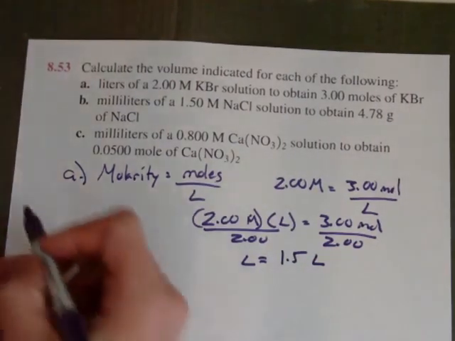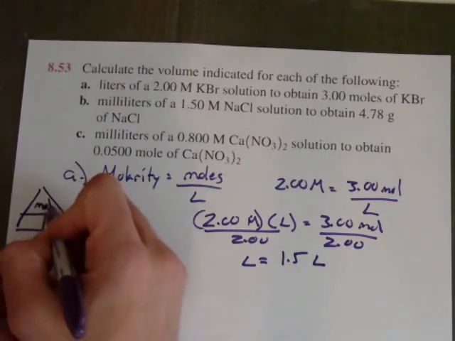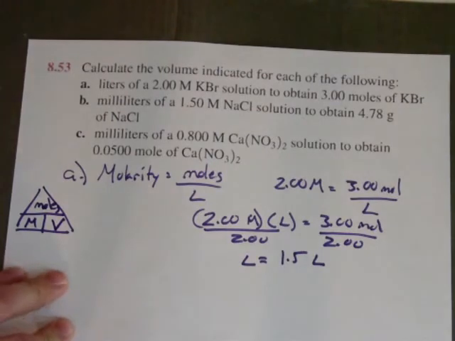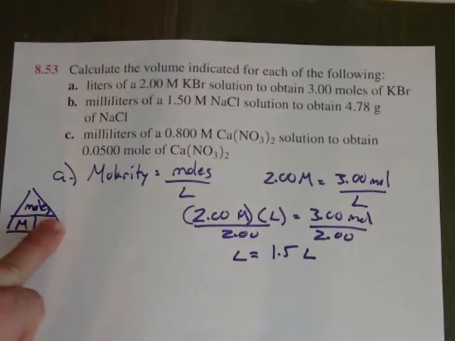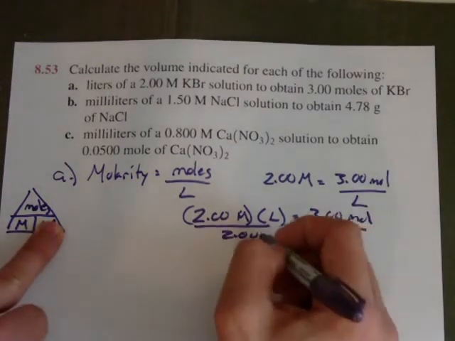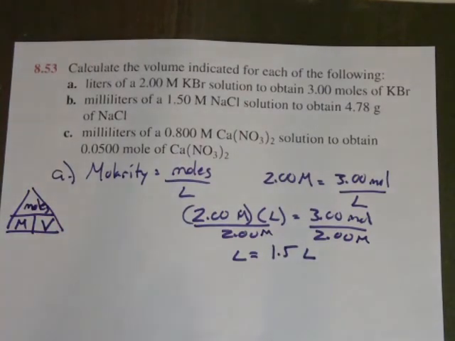If you want to do a triangle method, moles, molarity, volume. Since we are looking for volume, we cover up the volume and we get moles divided by molarity, which is exactly what we did. Moles divided by molarity, and we got that value.